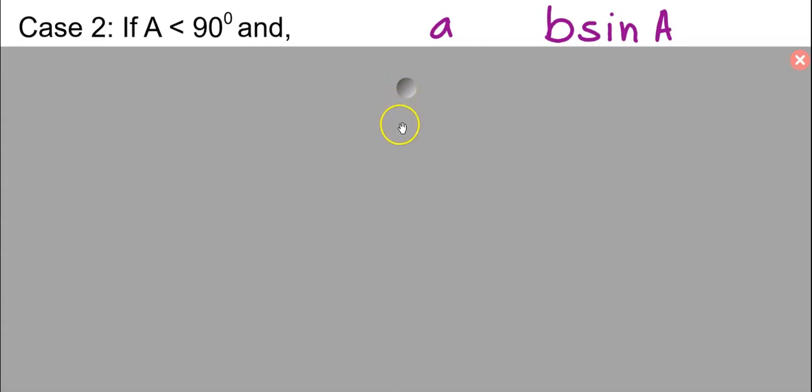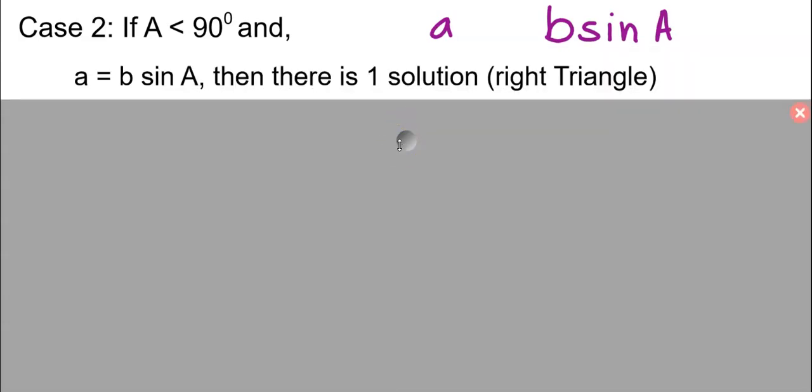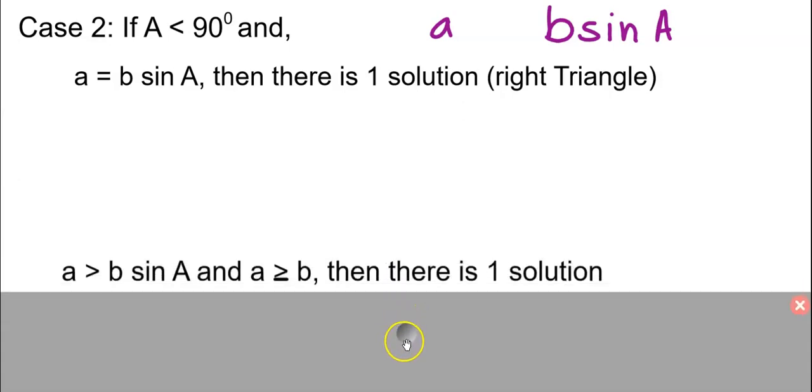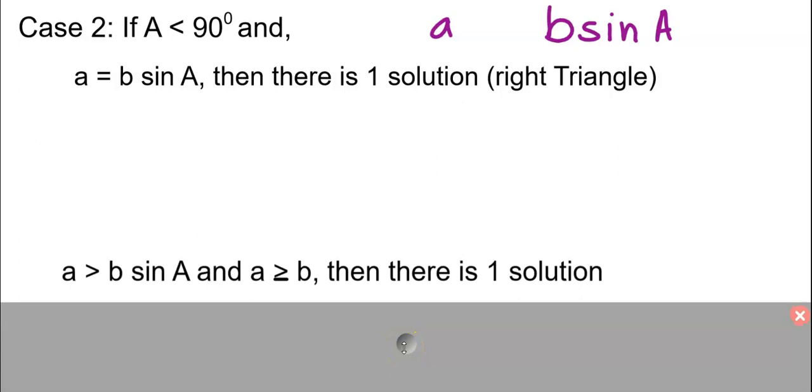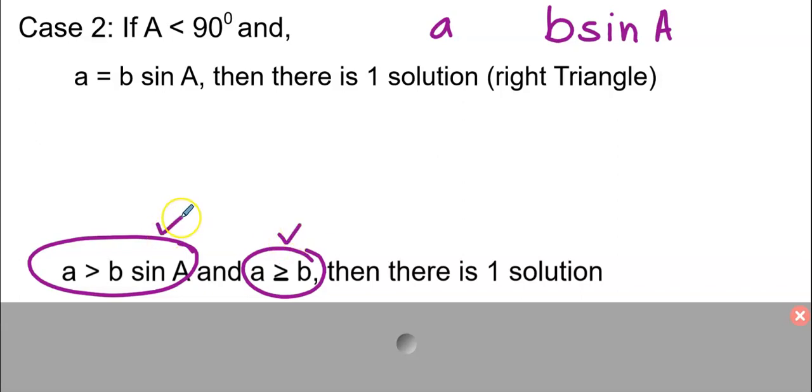So with this, our first part is, if A equals B sine of A, that means there's only one solution, and that solution is going to be a right triangle. So if they're equal to each other, then we have one solution. Now the next one is if A is greater than B sine of A, and A is greater than or equal to B. So both of these things have to happen in order to have one solution for this one. So either they're going to equal each other, or A is going to be greater than B sine of A, and then A greater than or equal to B has to be true too. Both of these have to be true in order for it to be one solution.